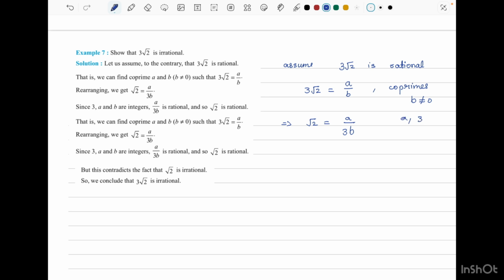So here we have seen that root 2 can be written in p by q form, where p and q are integers, which implies root 2 is rational, which is a contradiction, as we have already proved that root 2 is irrational. Therefore, our assumption that 3 root 2 is rational is wrong. Therefore, we can say that 3 root 2 is irrational.